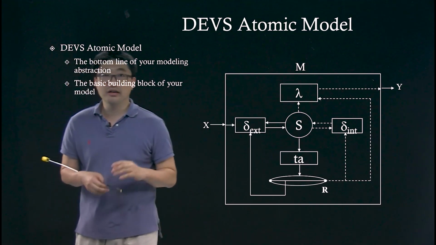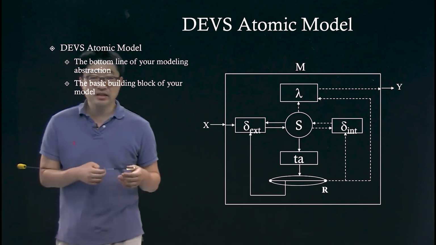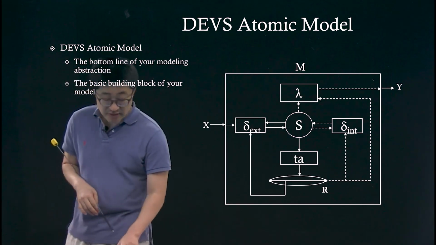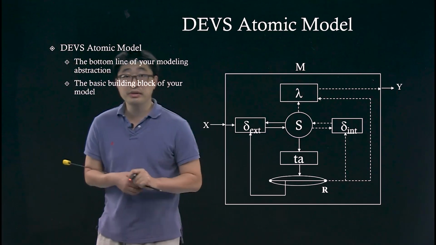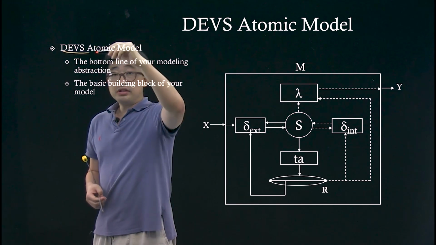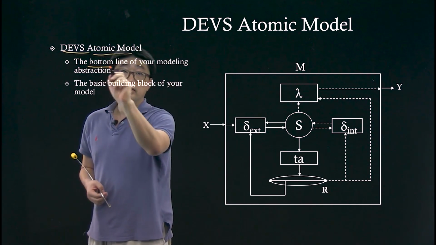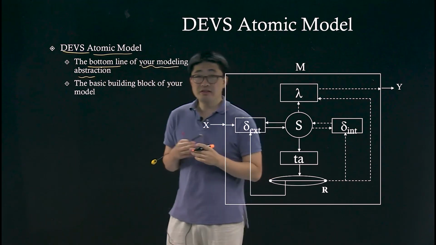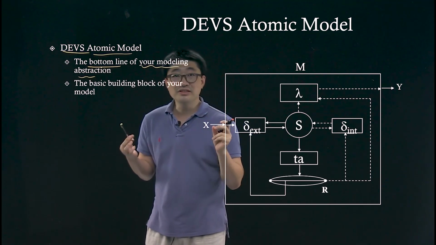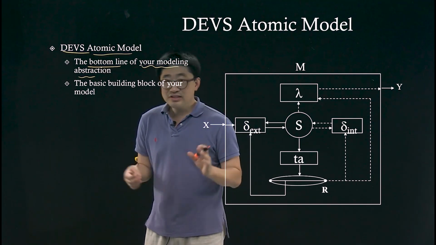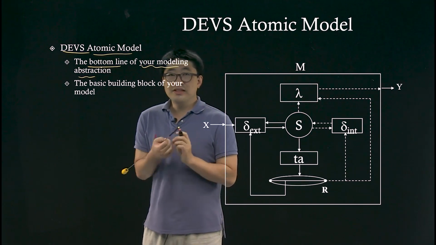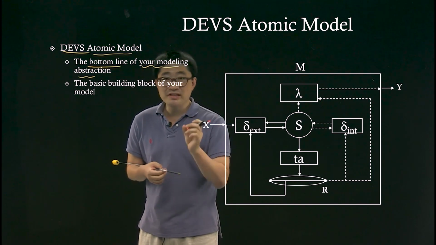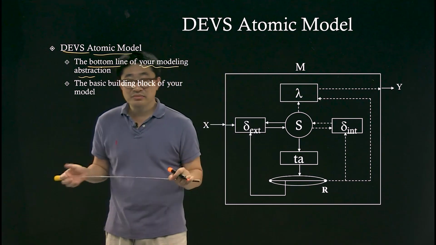So let's look into the DEVS atomic model. In previous slide sets I explained the basic concept of the DEVS formalism, and now we are looking into the details of it. The DEVS atomic model is basically the bottom line of your modeling abstraction. The atom is the smallest element of a natural object, let's say, and an atom is not much divisible by keeping its material properties, right?